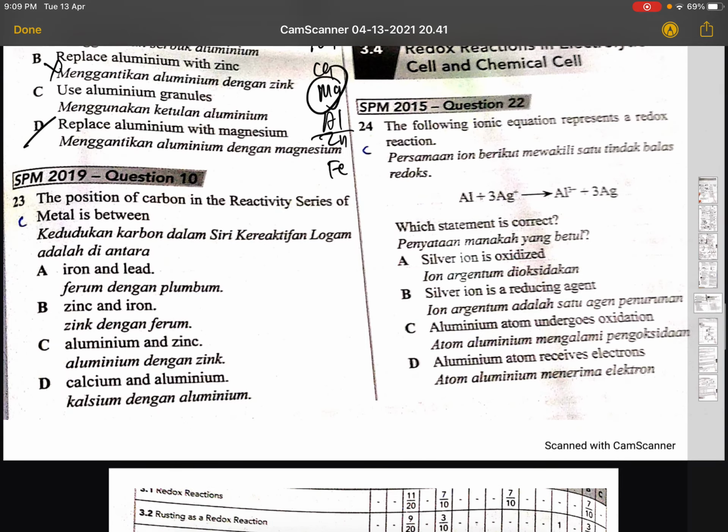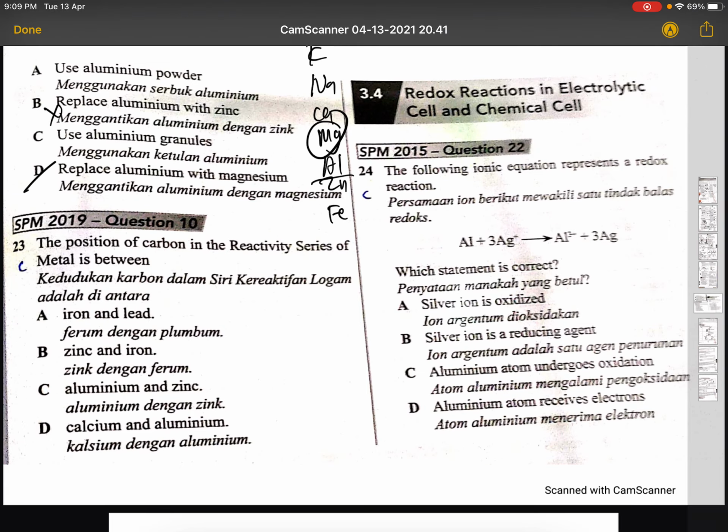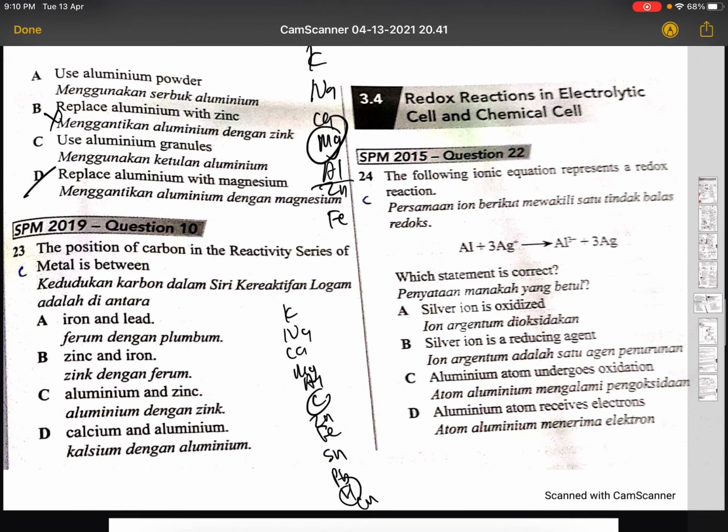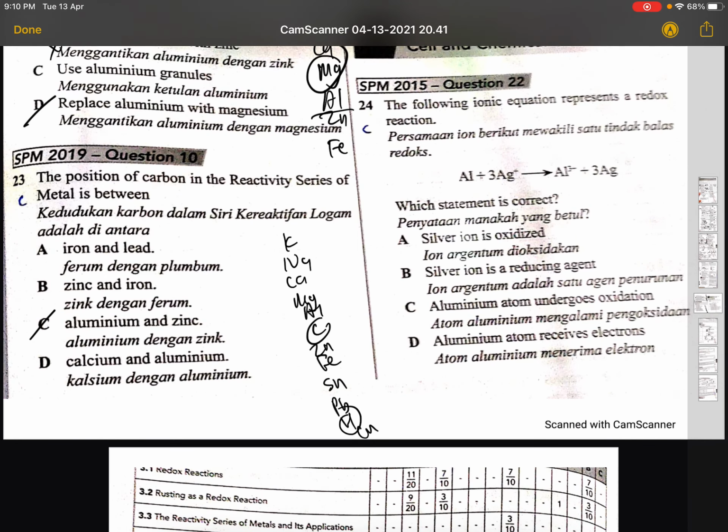The position of carbon in the reactivity series of metals. Oh, this is the sus part. Okay, it's between aluminium and zinc. So potassium, sodium, calcium, magnesium, aluminium, carbon, zinc, iron, tin, lead, hydrogen, copper. Okay, so carbon and hydrogen. The difference is carbon's position actually changes. I forgot how it changes, but I think the main thing you have to know is in the reactivity series, it's between aluminium and zinc. So it's C.